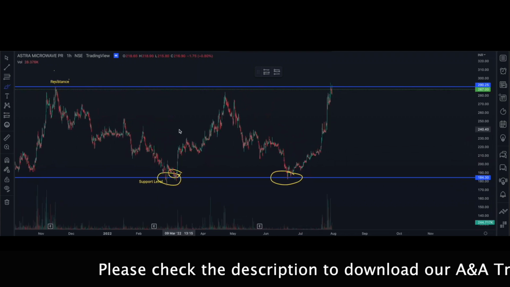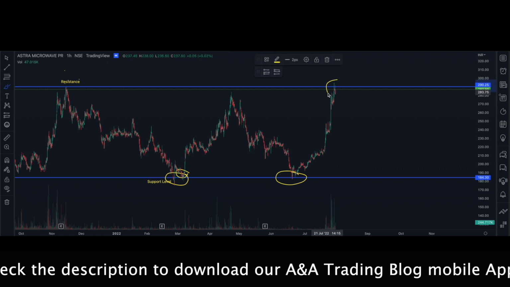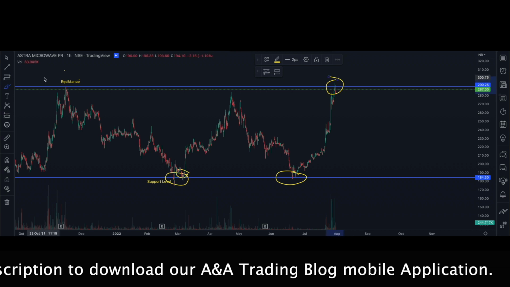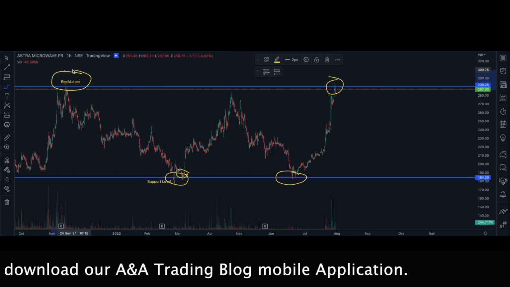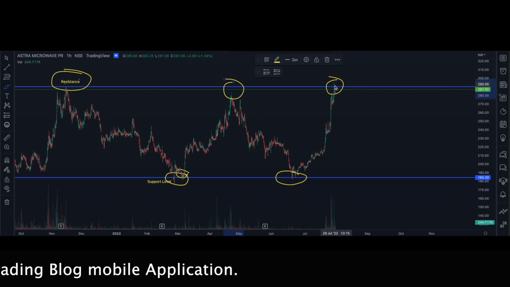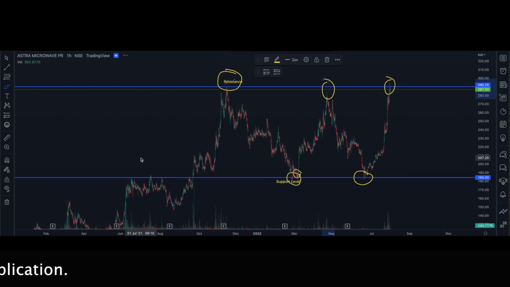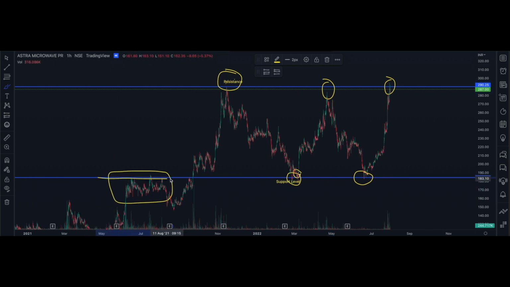Traders, again what we can see here is that from the support level the stock price went up to this level. Now what level is this? This is our previous resistance level. The market resisted here, it resisted here, again it is resisting here. Now if I go to the past, I can see that the market was resisting this level for a long time. This level we can consider as resistance.